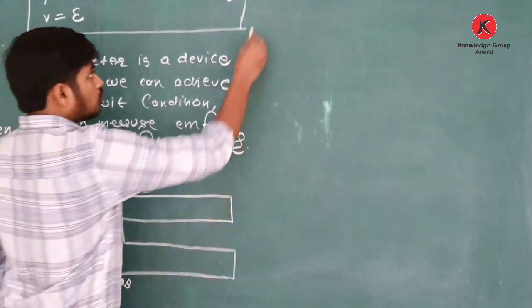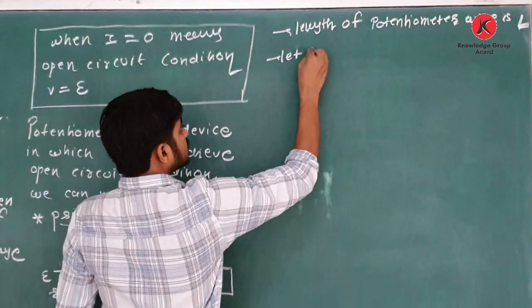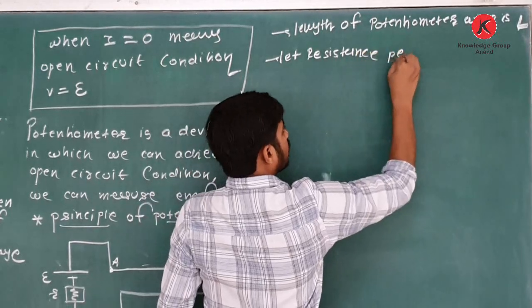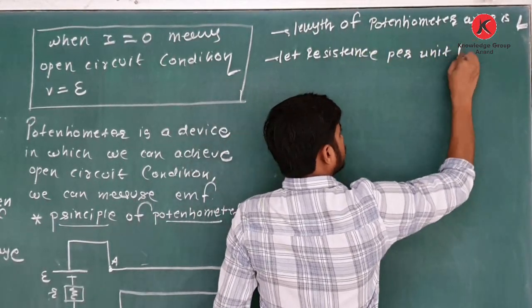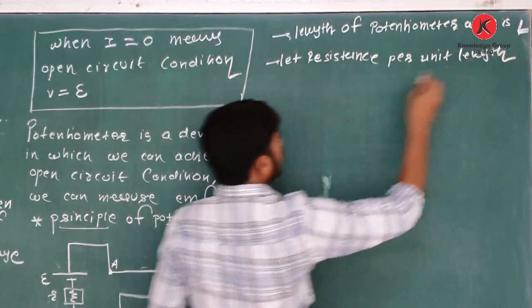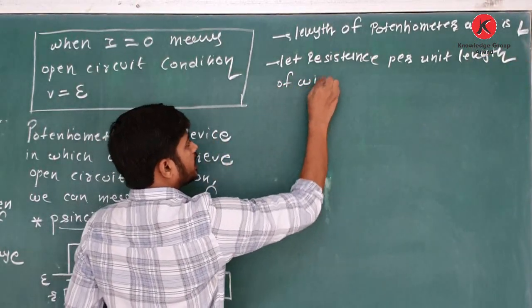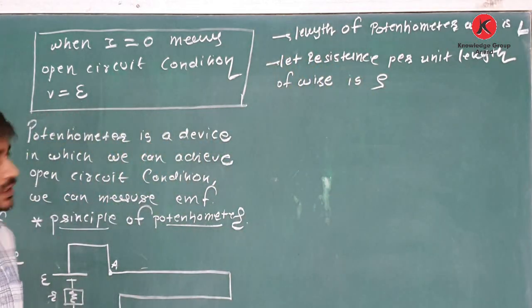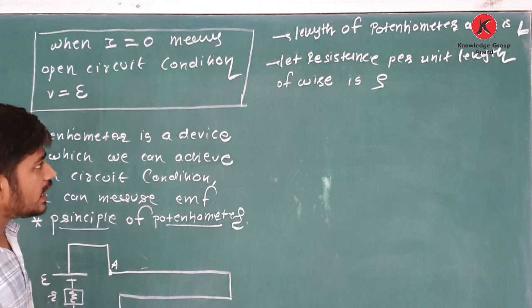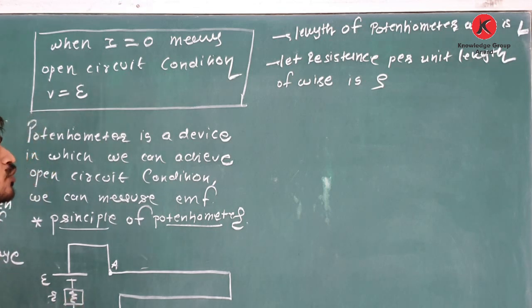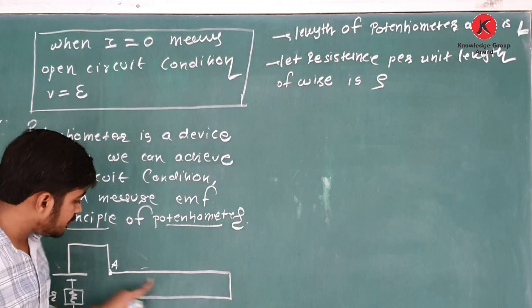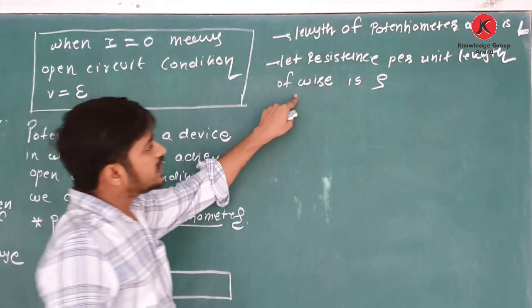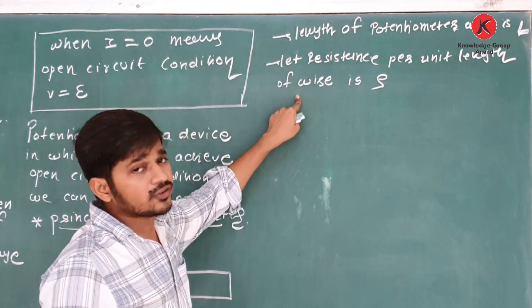Okay. Also, let the resistance per unit length of wire be rho. Clear about this? Length of potentiometer wire is L. Let the resistance per unit length of wire be rho. And see, this wire is of uniform cross section, so yes, we can take this resistance per unit length of wire, rho, as constant.